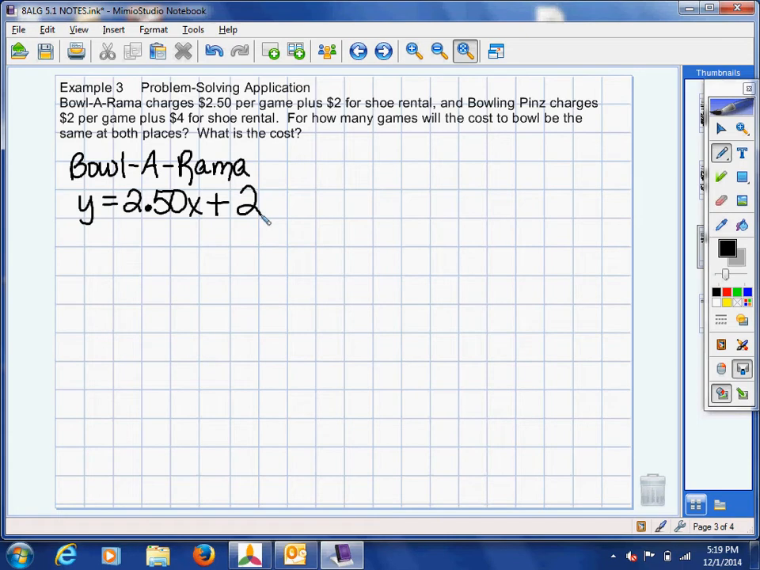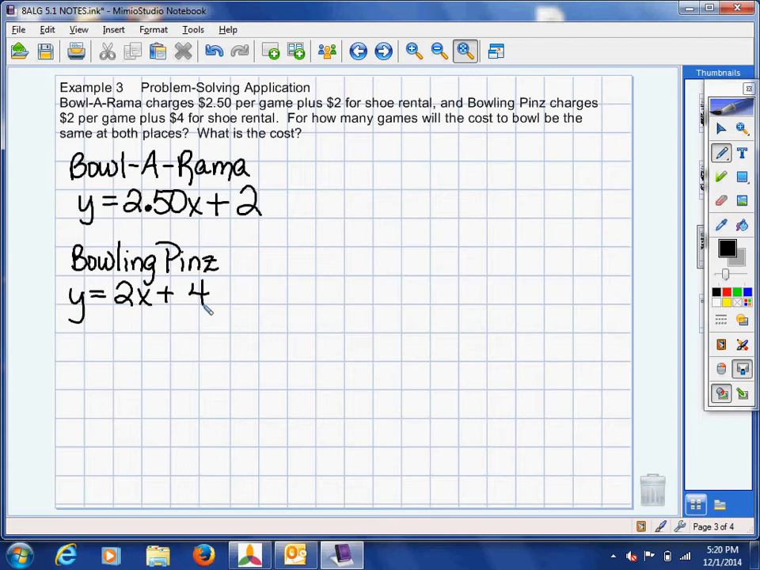Okay? So now let's look at Bowling Pins. That's our second place. And let's see what they charge. They charge $2 per game, so a little cheaper. That's changing, so that's going to be my slope, plus $4 for shoe rental. I'm going to pay $4 whether I bowl 1 game or 50 games. That's a one-time fee, so that's your y-intercept. Okay, now we know what the equations are.